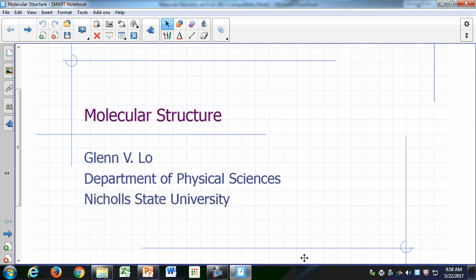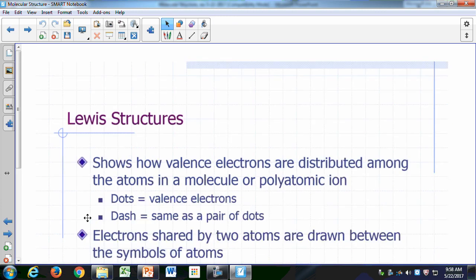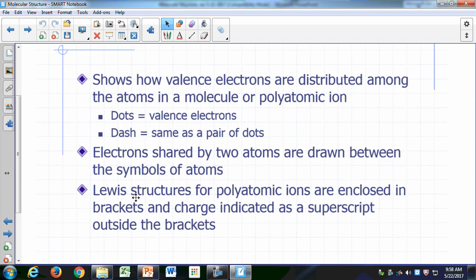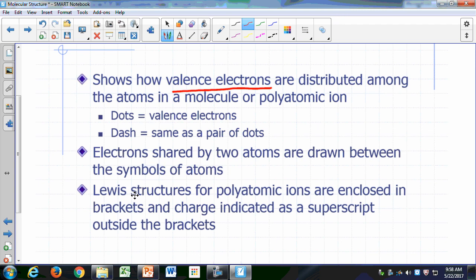In this lesson, we are going to talk about molecular structure. Specifically, we are going to focus on learning how to draw Lewis structures. So what's a Lewis structure? It's a sketch that shows how valence electrons are distributed among the atoms in a molecule or polyatomic ion.